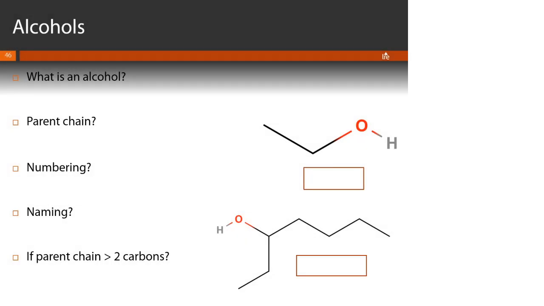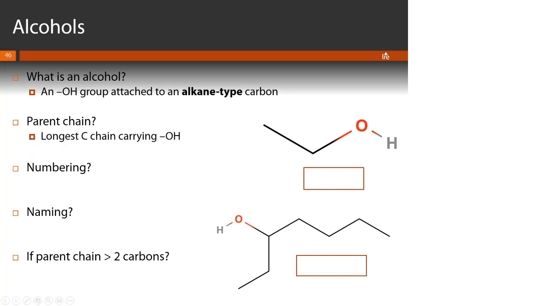Okay, so for today's video, we're going to cover our first non-hydrocarbon functional group. We are going to cover alcohols. So an alcohol is where we have an OH group, a hydroxy group, attached to an alkane type carbon. And our parent chain is going to be the longest carbon chain carrying the OH.